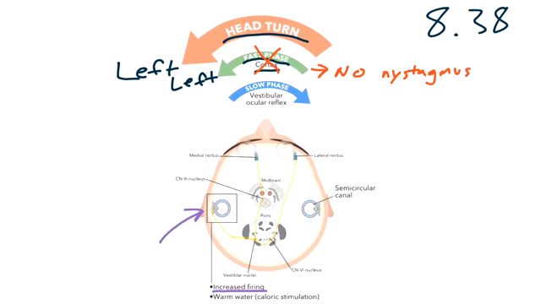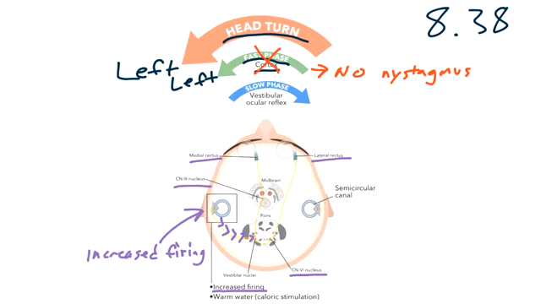So in this case, the head turns left, so the semicircular canals on the left side will increase firing of the vestibular nerve. So that increased firing will cause the vestibular nerve to be activated, so the vestibular nucleus in the pons will be stimulated, particularly the left pons. It will then stimulate the right abducens nucleus, which will then stimulate the right lateral rectus muscle. Now the left vestibular nucleus will also stimulate the left oculomotor nucleus, which is in the midbrain, and this will then stimulate the left medial rectus muscle.